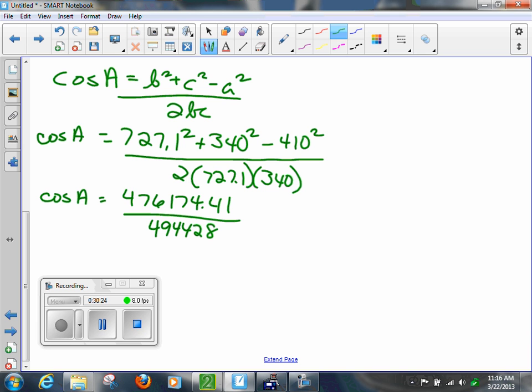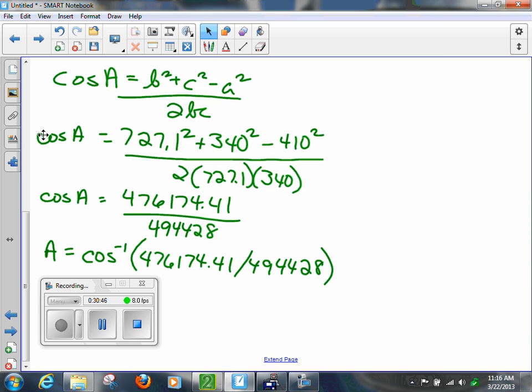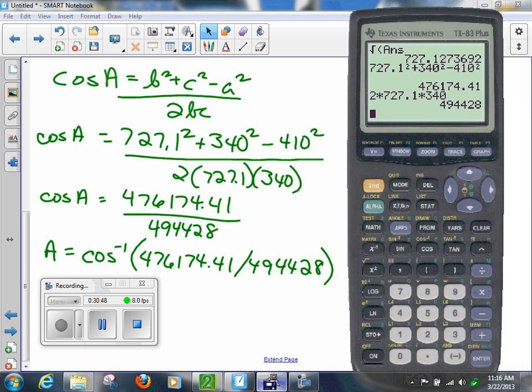How am I going to solve for angle A? I've got to find inverse cosine, right? So what I'm going to do is take inverse cosine of this number. And I guess maybe, Leslie, your way's probably easier than this. Chances are it probably is.